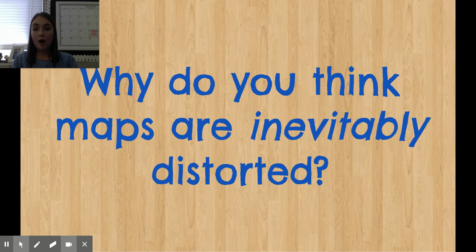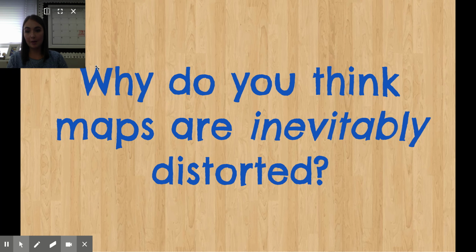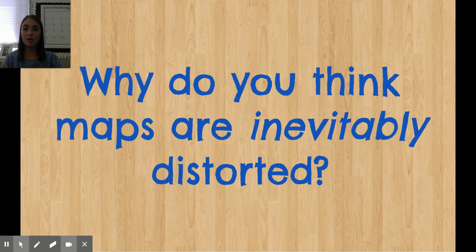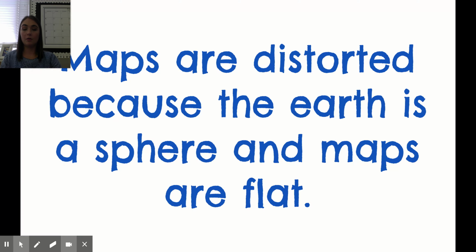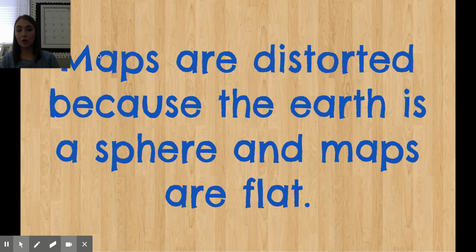So why do you think looking at a map is inevitably distorted? Inevitably is the important word here because that means there's no other option. You're looking at a map, it is wrong. So just think for a second why it might be wrong. I'm not going to make you sit here awkwardly too long, but just think, why would it be wrong? Why would it be messed up? It looks fine. It looks like the world. Why would it be messed up? Well, the answer is because the Earth is a sphere.